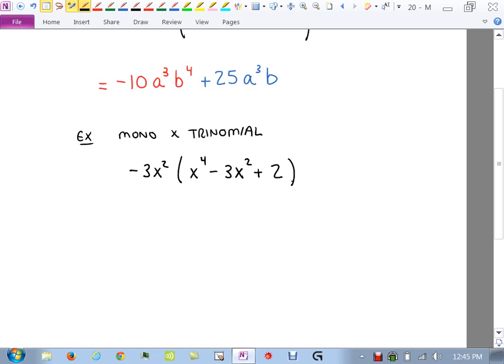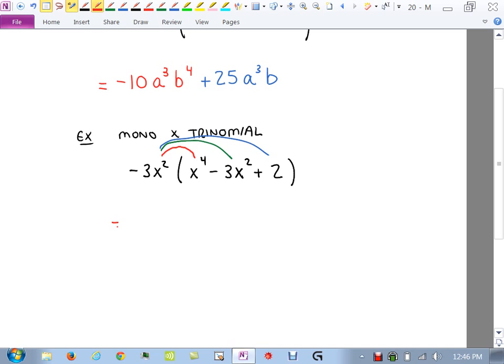What do you think we're going to do? Distribute, right? So we're going to start with that monomial in the front, and then it's basically going to, I like to say hit, even though it's just multiplication. That negative 3x squared is going to hit the x to the fourth. Then after that, the negative 3x squared is going to hit the negative 3x squared. And then the negative 3x squared on the outside is going to hit the positive 2. So 3 multiplications through. So let's do it. I'll do red. I'll do green. I'll do blue. So those are my 3 multiplications.